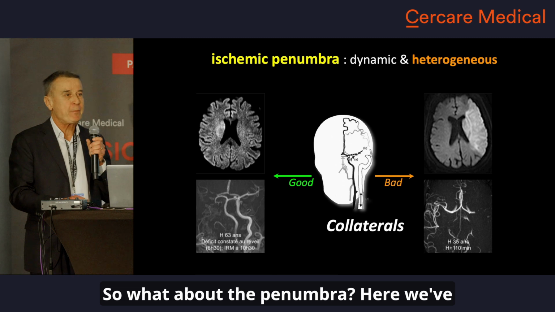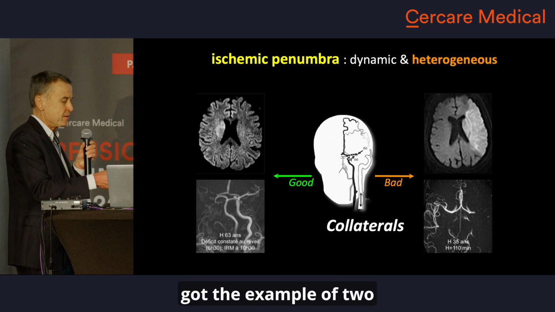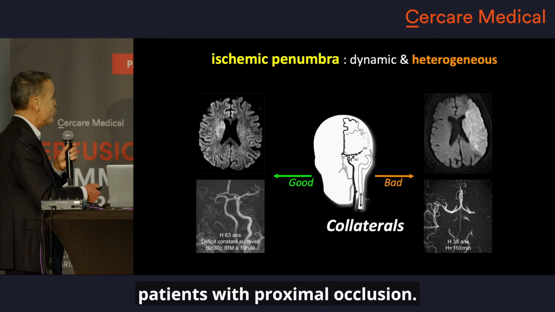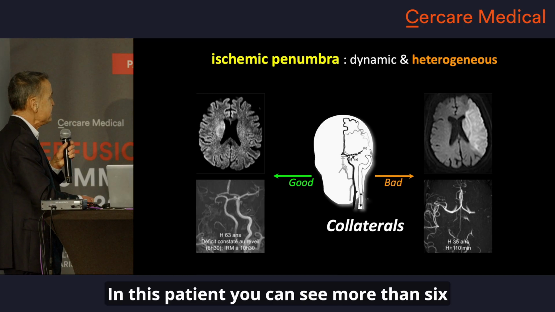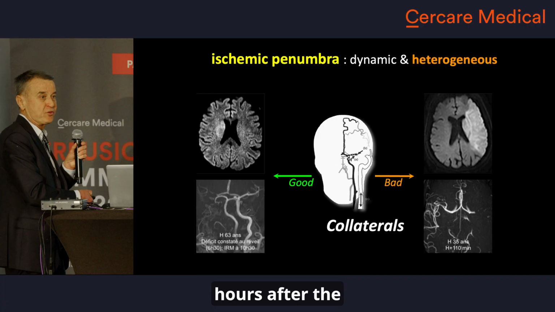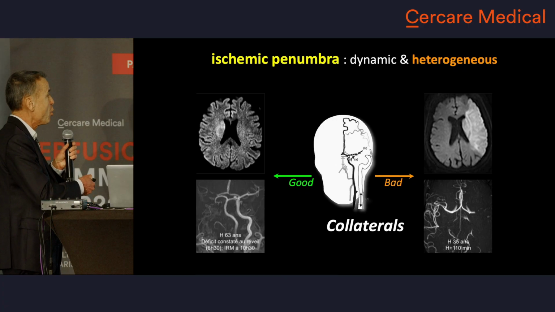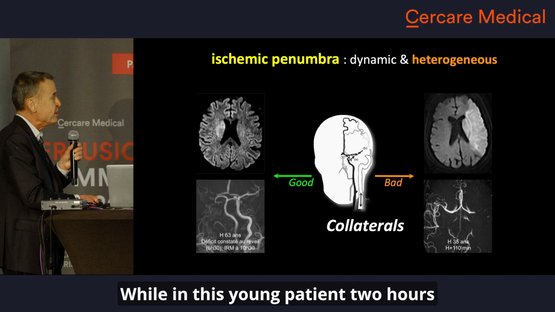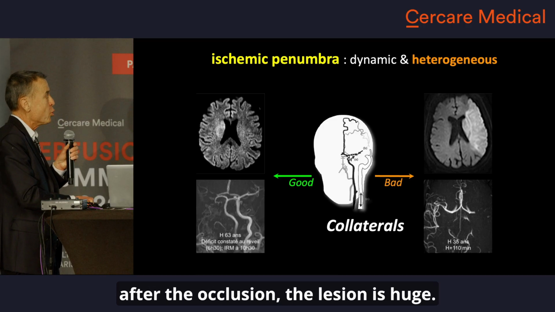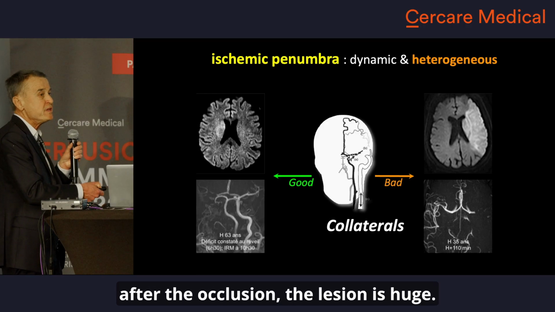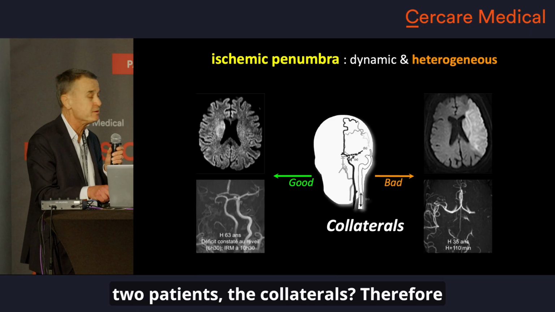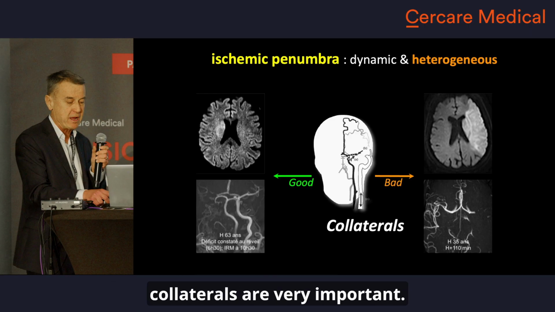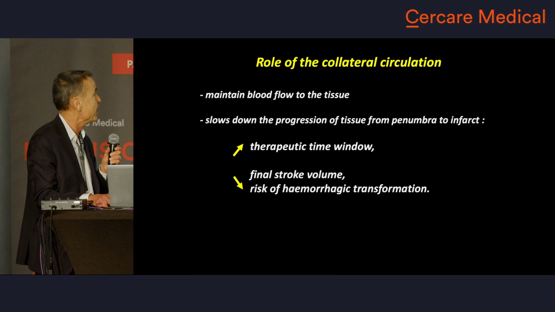So what about the penumbra? Here we've got the example of two patients with proximal occlusion. In this patient, you can see more than 6 hours after the occlusion, the lesion is small, while in this young patient, 2 hours after the occlusion, the lesion is huge. What are the differences between those two patients? The collaterals. Therefore, collaterals are very important.